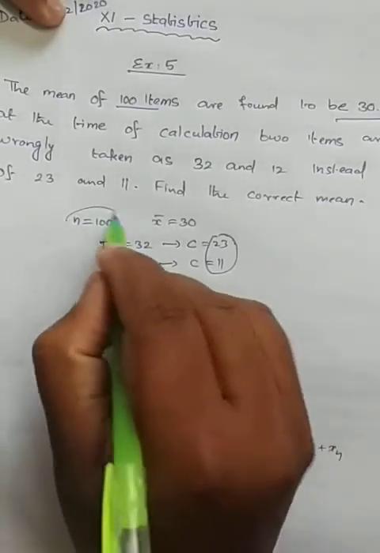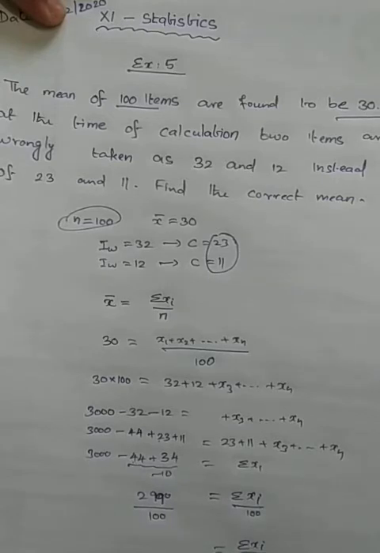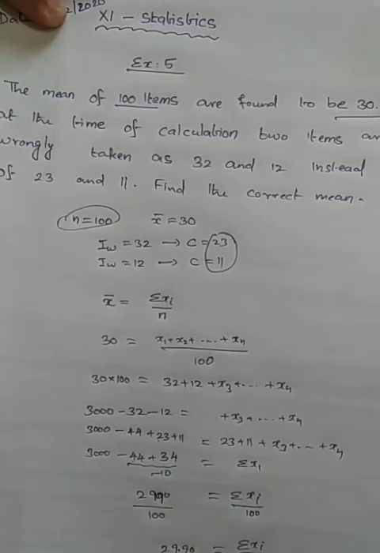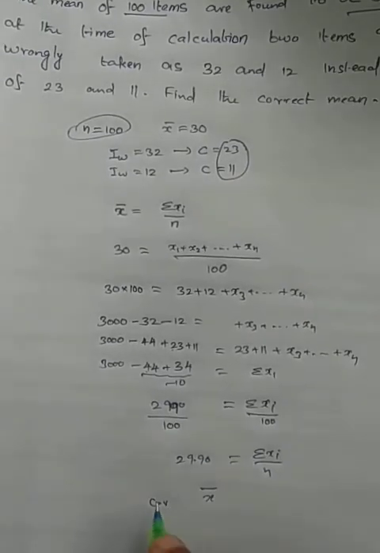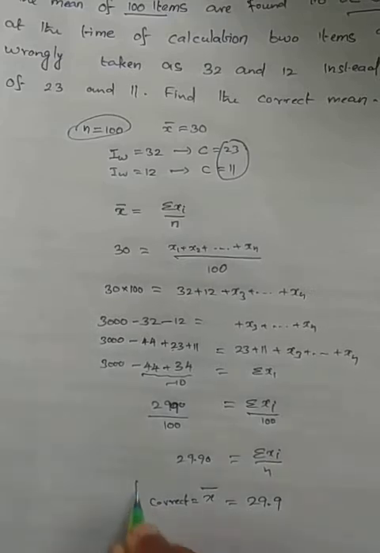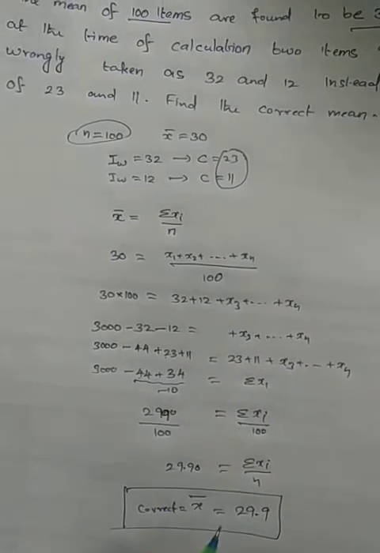What's the n here? 100. So divided by 100, this is summation xi by n. So 2990 divided by 100, now 29.90 will come. Therefore the correct mean, x bar, is 29.9. You can write it here. Is it clear? So this is the value calculated in this way.